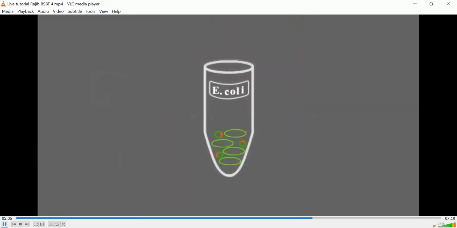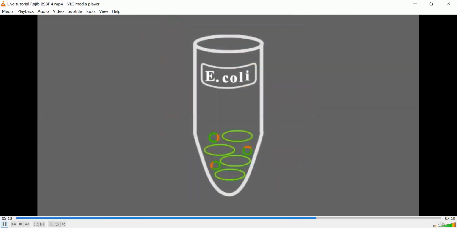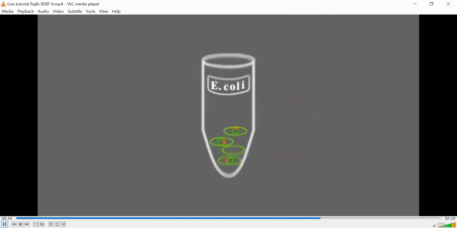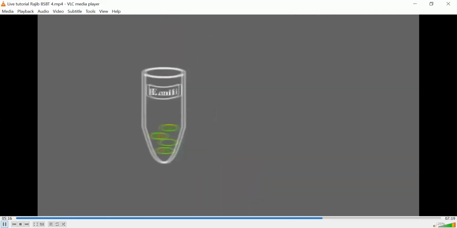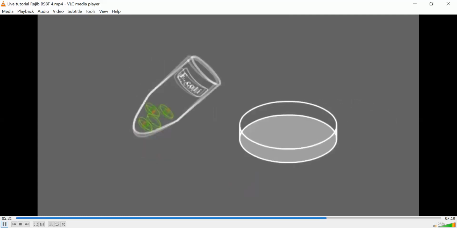During the transformation, the cell DNA mixture is kept on ice and then exposed to 42 degrees Celsius. A sudden change in temperature drives the DNA inside some of the E. coli cells. Then the cells are plated on a plate with growth medium, supplemented with a selective antibiotic.